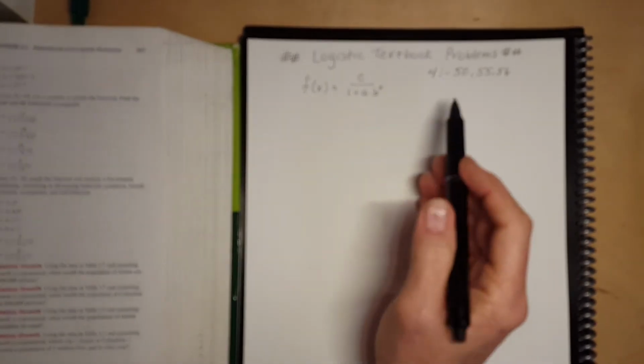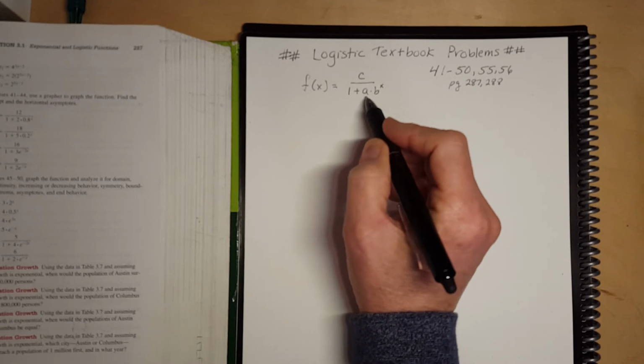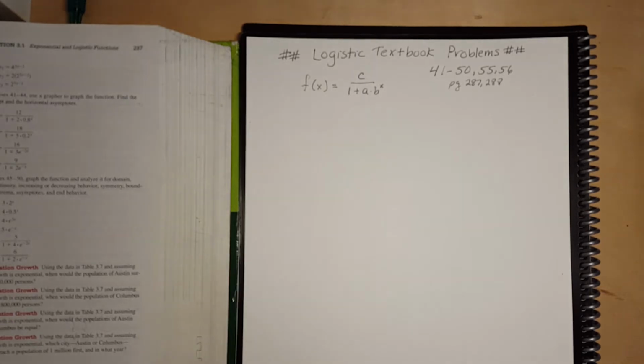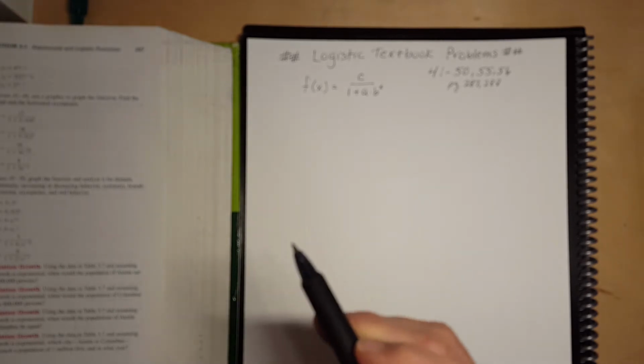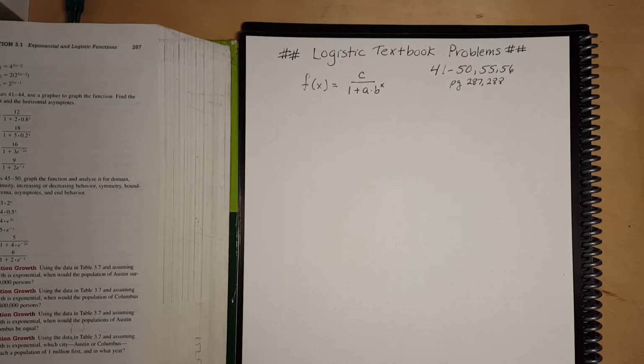In this video, I'm going to go over these homework problems from the logistics section. This is on page 287 and 288. Before I do that, I just want to remind you that the logistic function looks like this, where a times b to the x, that's a typical exponential function, but now it's added into a more complicated function. Later this week, you'll see that this has a lot to do with the spread of a virus that we're currently dealing with.